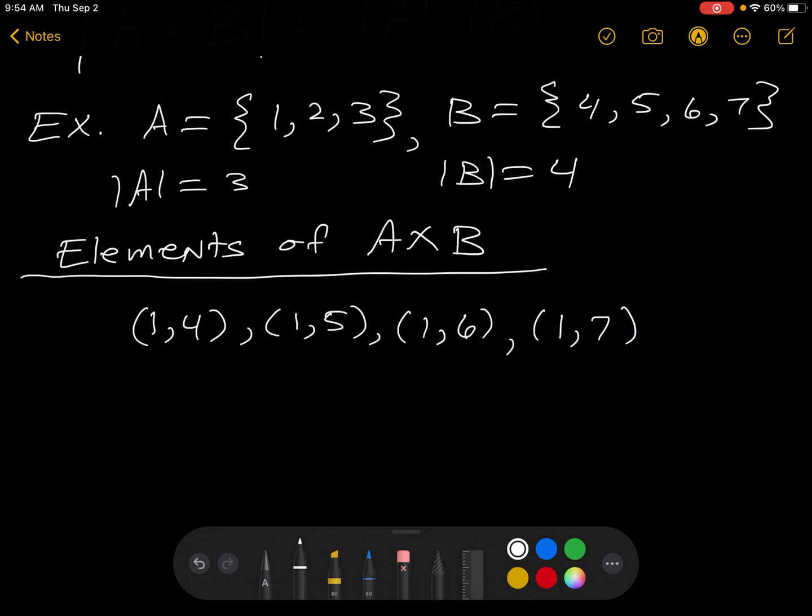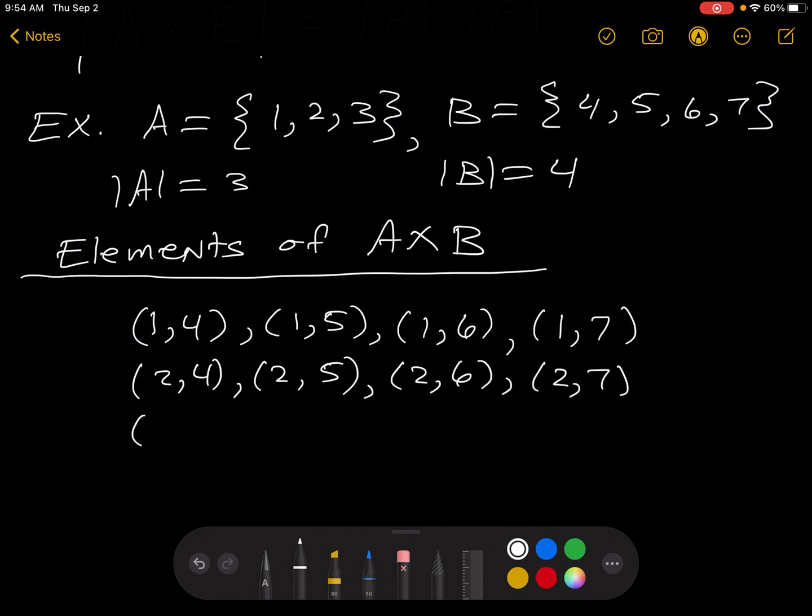Then you'd say, okay, 2 with 4, 2 with 5, 2 with 6, and 2 with 7. And now lastly, 3 with 4, 3 with 5, 3 with 6, and 3 with 7. And so now how many elements are there in A cross B? You can see that there's 12 of them.